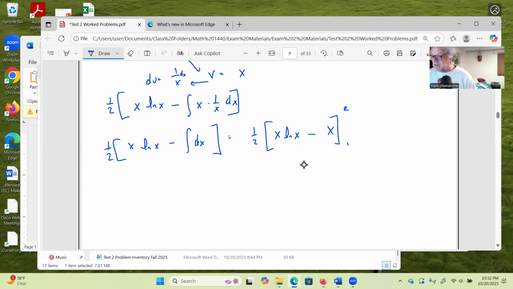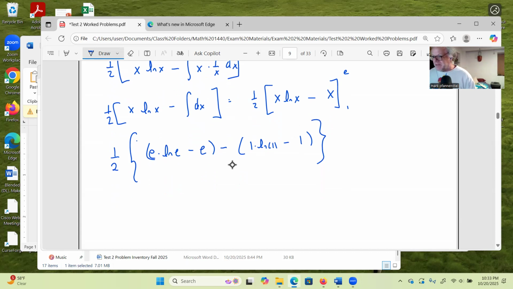So here we go. We're going to plug in everything we've got. So we have 1 half, and I'm just going to make a big bracket there. So we're going to have e times the natural log of e minus e. And that's my first little step here. We're plugging in e for all this. Minus, and the next part is plug in for 1. So we have 1 times the natural log of 1 minus 1. And that's everything I've got.